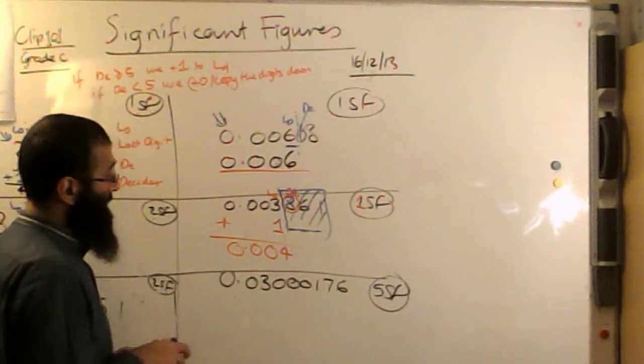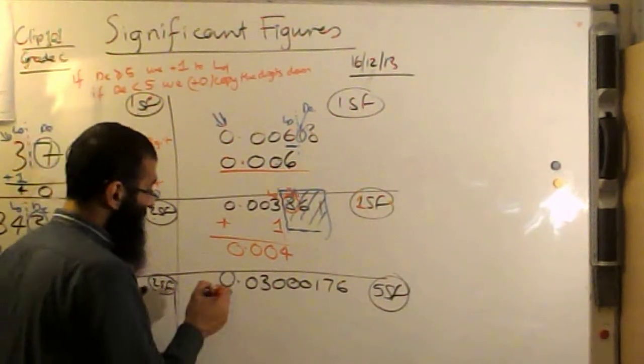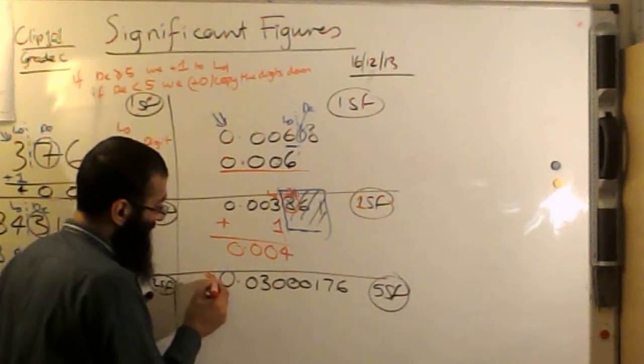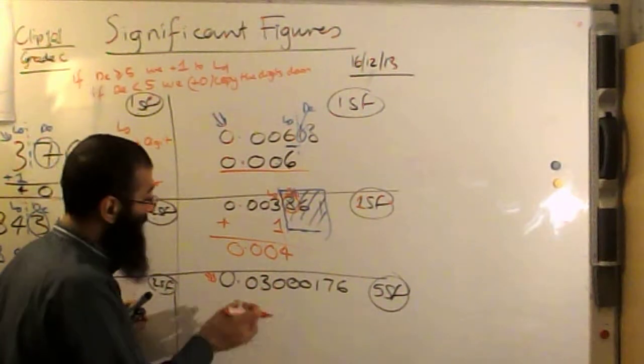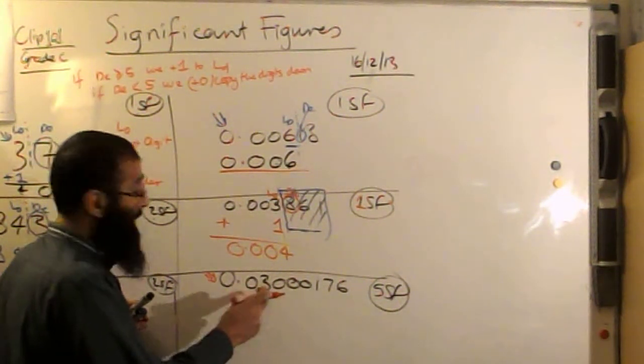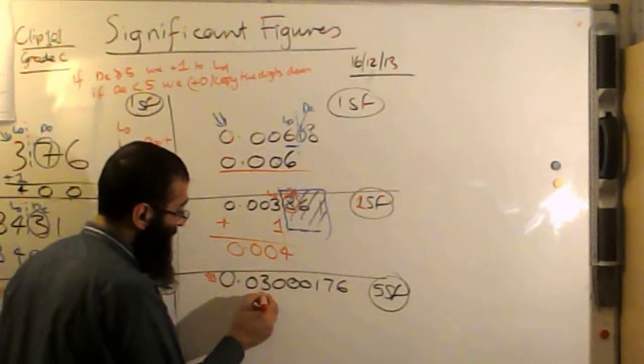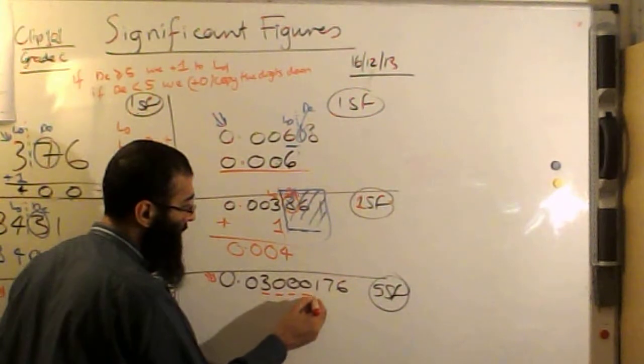Okay, next question. Layla, start on the left-hand side to identify the first significant figure. Is that a significant figure? No. And the next one? No. And the next one? Yes. So we're looking for 5 significant figures: first, second, third, fourth and fifth.